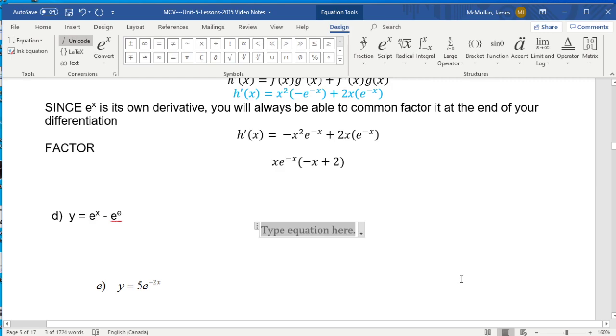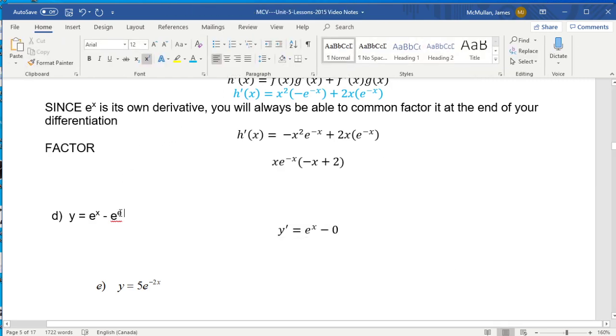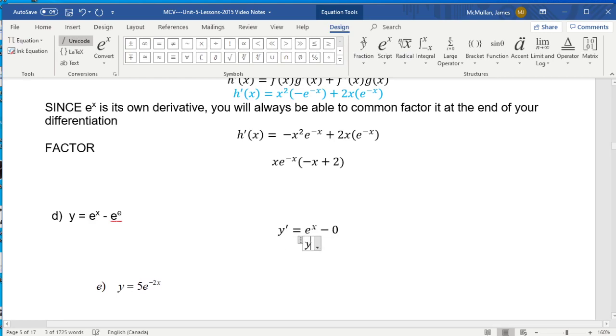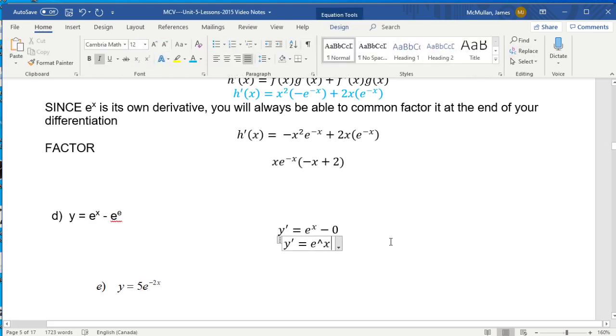It looks difficult, but it really isn't. y prime here is e to the x minus 0, right? Because, of course, e to the e is a constant. There's no variable there. Remember, e is not a variable. It's a value. So the derivative of this function is simply e to the x, right? I like that question. It's very simple, but you do need to know your stuff in order to answer it. So y prime here is simply e to the x.